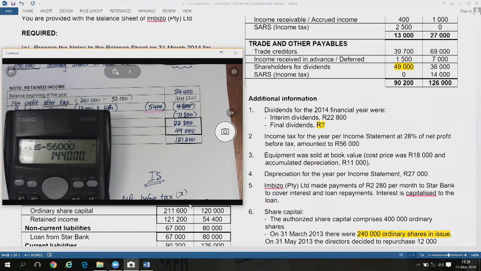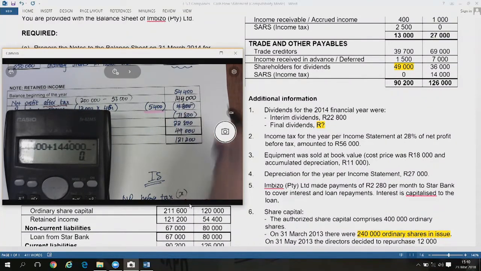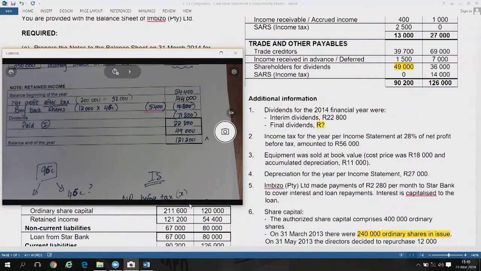Okay, let's quickly see if our retained income amount is the same as what we've got in the books. So we start with 54,400, we add 144,000, we minus 5,400, we minus 71,800, and that gives us 121,200, and that is 100% correct.